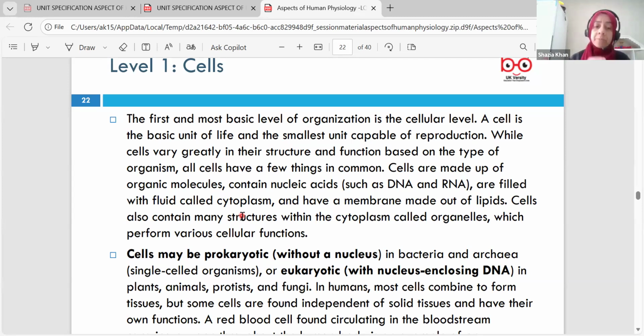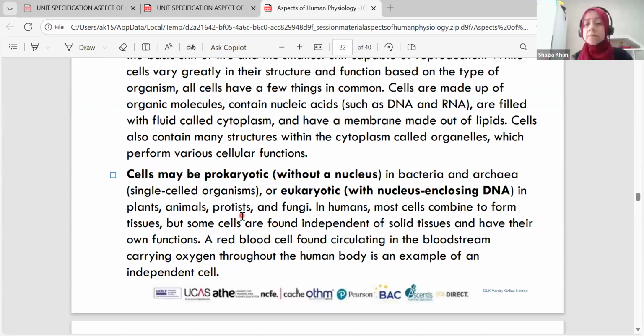Cells may be prokaryotic. Pro means before; they don't have a nucleus. These are very small cells like bacteria and archaea, which are ancient organisms as well. They function without a nucleus. Or cells may be eukaryotic, which have a nucleus. Within that nucleus, you have the DNA. For instance, you have the plants, the animals, the protists, the fungi.